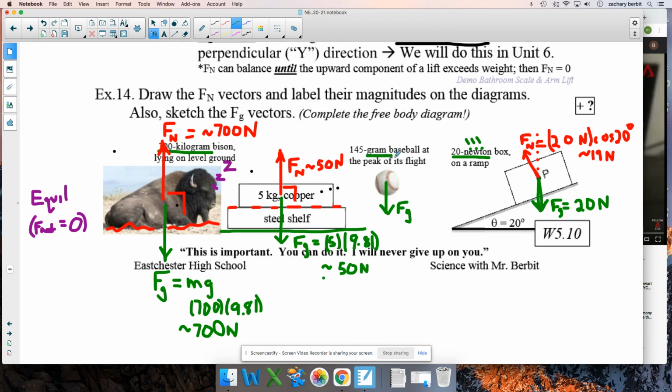This is in grams. If we want to put this into our FG equation, you have to turn that to kilograms. So the kilograms here, of course, would be 0.145 kilograms. Multiply by 9.81. 0.145 times 9.81. And in this case, that's going to give you roughly 1.45 newtons. Of course, it'll be a little less than that, around 1.4 newtons.